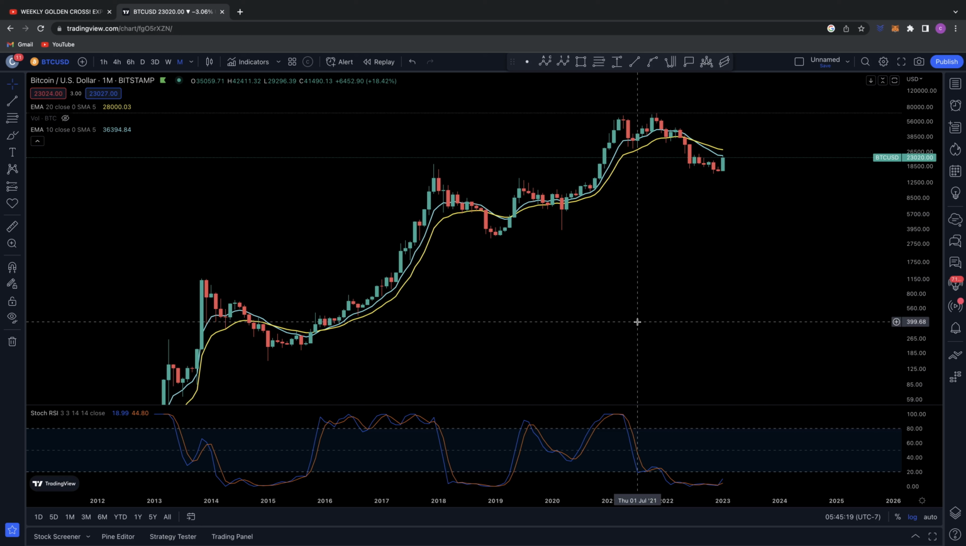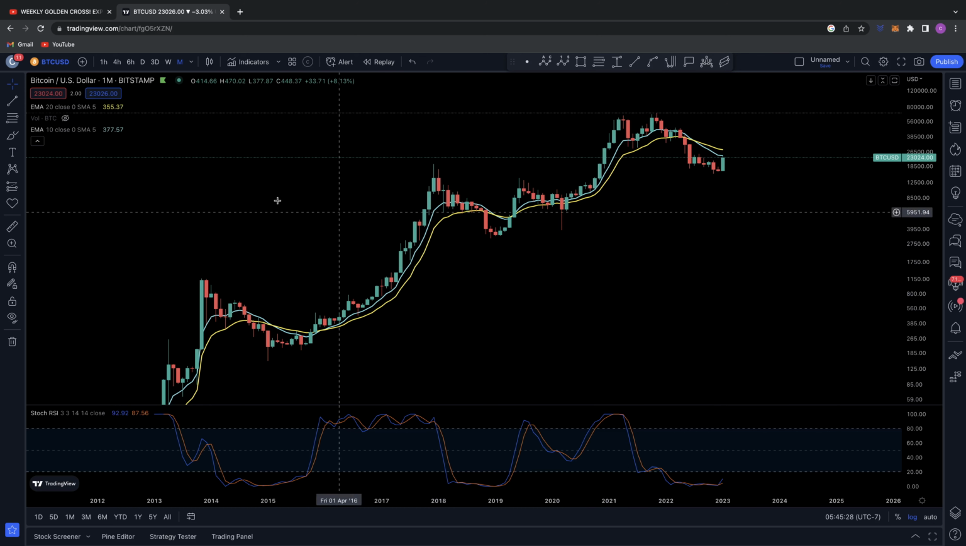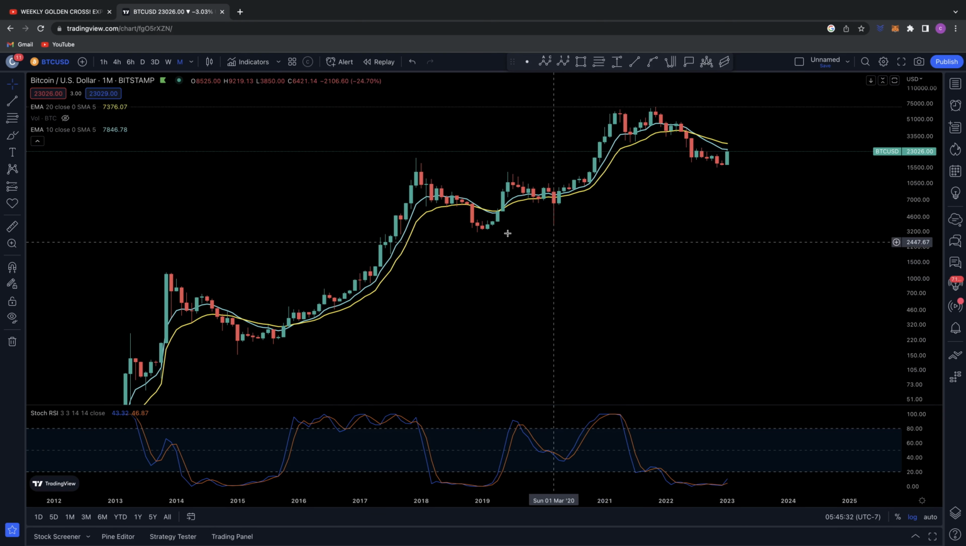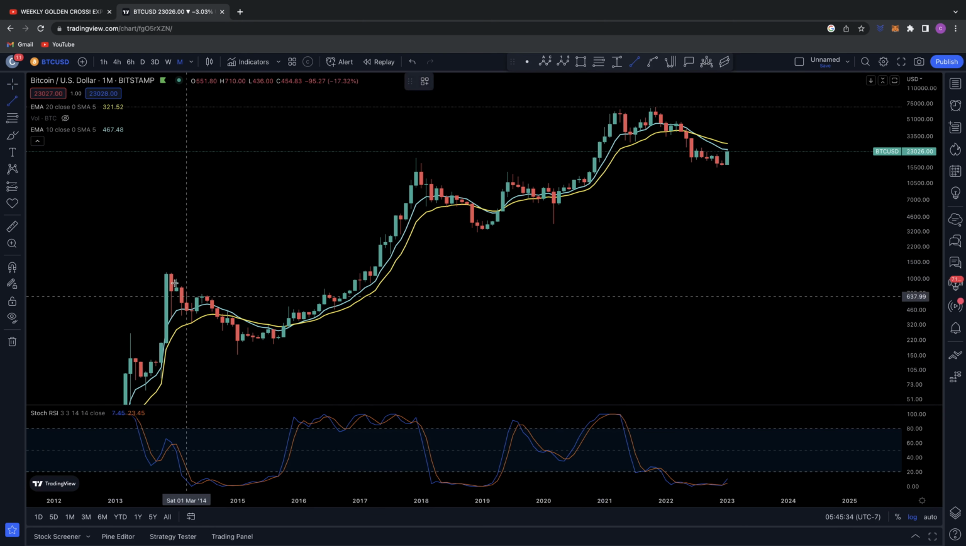Today, we're going to be diving into Bitcoin, looking at the monthly time frame and the two current, so to speak, bear cycles that Bitcoin has been through. And just doing some quick comparisons with a few indicators and some TA for you guys. So looking into this, I'm going to get some trend lines on first.